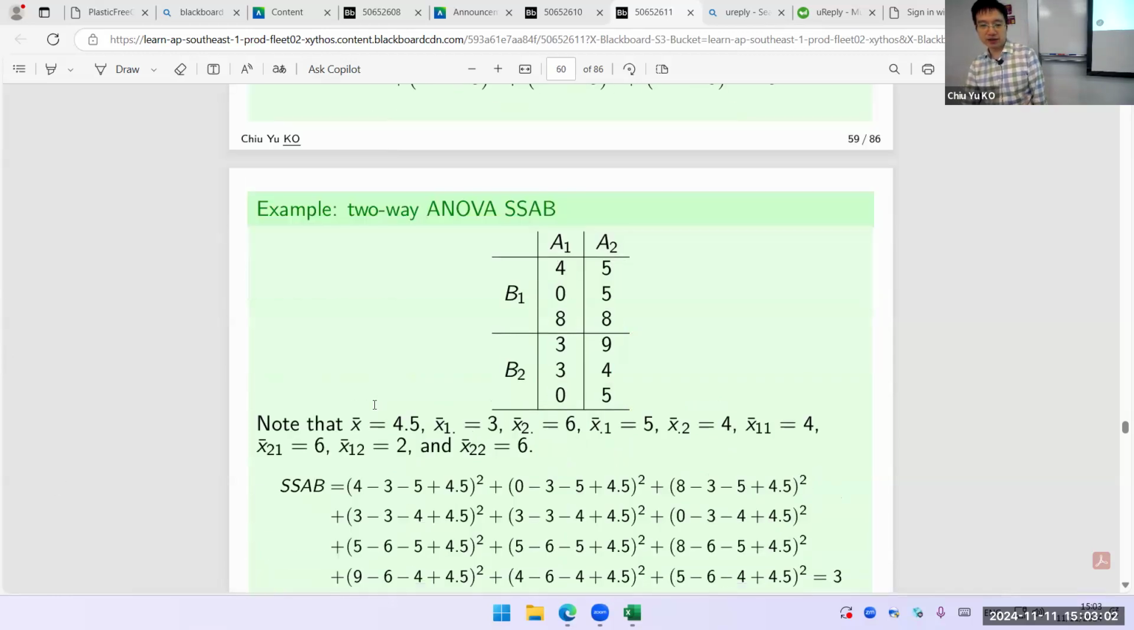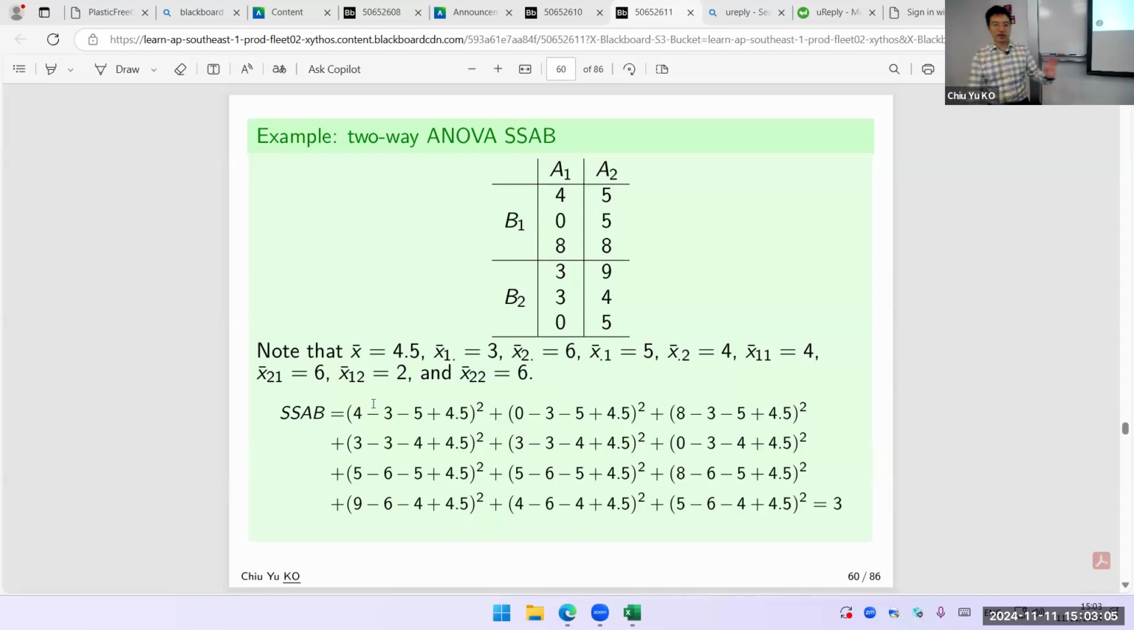Now the crazy part comes in, SSAB, which is something completely crazy, okay? But don't worry, you will do it once in your lifetime, in your assignment. You take this value, subtract its column mean and subtract its row mean, and add back the overall mean, which is not something too crazy. Okay, you do the same, subtract this one, do the same.